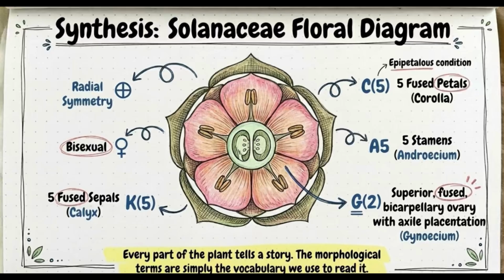The gynoecium is bicarpellary. The 2 is in brackets, meaning the carpels are fused, syncarpous. And there's a line drawn underneath the G. Meaning it is a superior ovary sitting above everything else with axial placentation. We just read the structural code of a tomato plant.